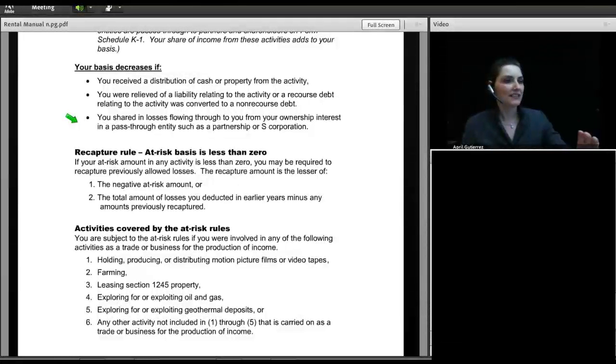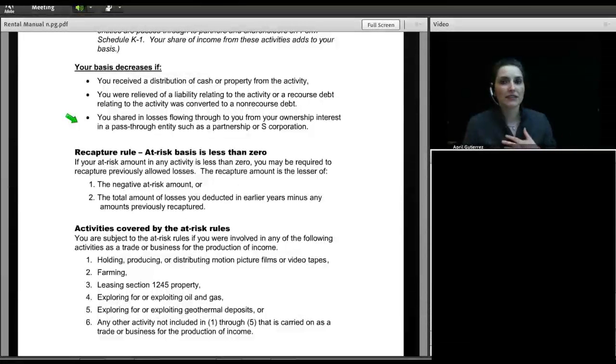So I put in 10. The business realizes a $3,000 profit. I report that profit on my tax return. My basis is now $13,000. Now what happens if later in the year the S corporation distributes $1,000 to me? Well, that distribution now reduces my basis from 13 to 12. So these basis calculations are crucially important.